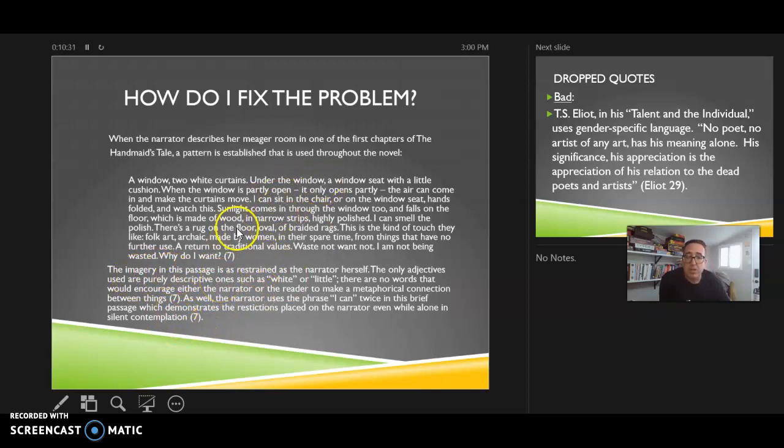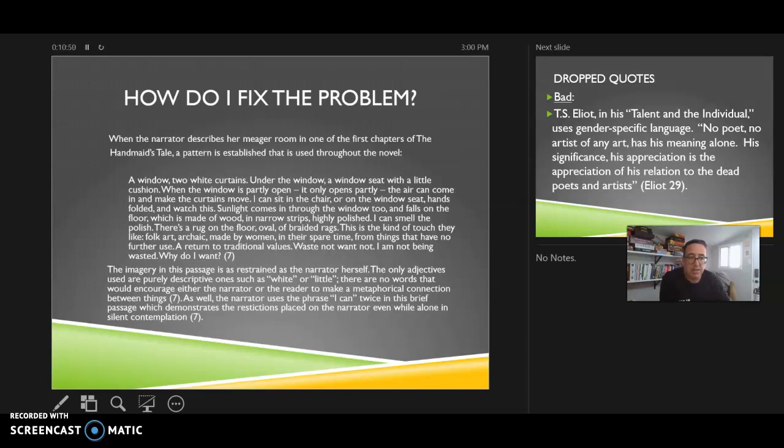So you'd only want to use a block quote if the whole thing is necessary and you're going to do a lot of analysis. Try to avoid block quotes. That's my only advice at this point. Block quotes are great for longer papers when you're really getting into longer analysis of passages. But in shorter papers especially, really avoid dropped quotes.